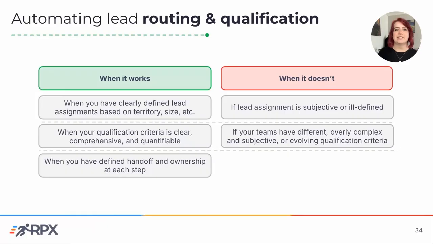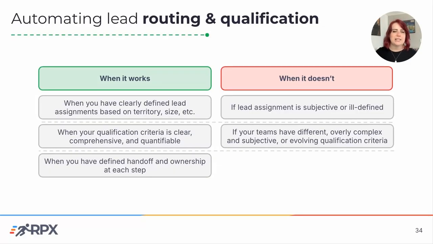First, when you have clearly defined lead assignments based on criteria like geography or company size, and when your qualification criteria is clear, comprehensive, and quantifiable. That's key. I mean quantifiable in that it's based on real data fields and not just gut feelings. The automation then takes over, and the moment the lead crosses the MQL threshold, the CRM will automatically assign it to the correct rep and trigger an immediate follow-up task.